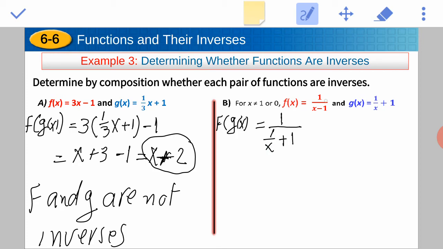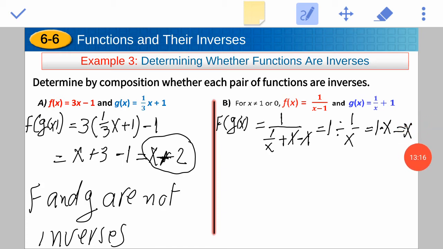Back to f of x. 1 over x is done, and we still have minus 1, guys. If you simplify that, 1 minus 1, they cross out each other. So currently we have 1 divided by 1 over x. This is exactly the reciprocal. You can multiply by the reciprocal of this. So it's 1 times x is equal to x.